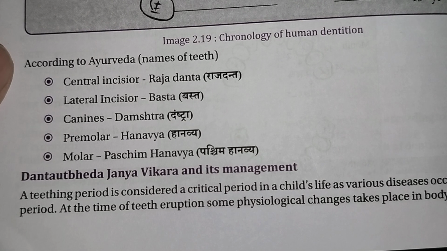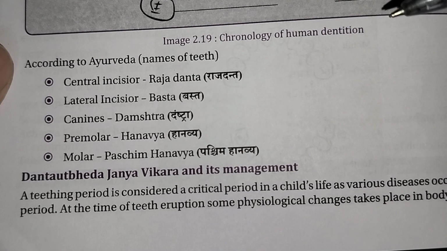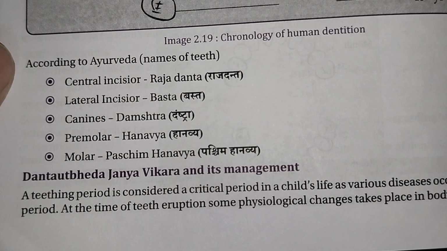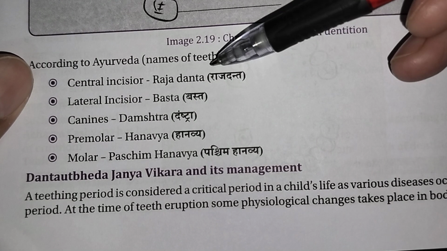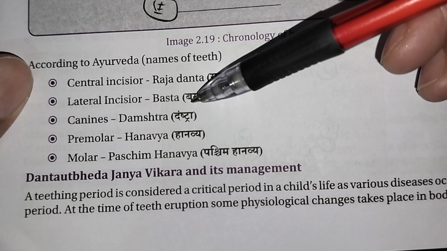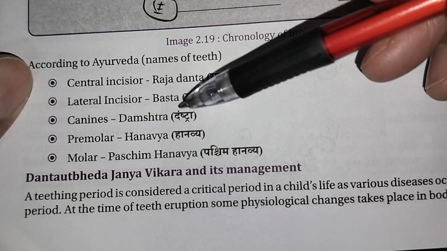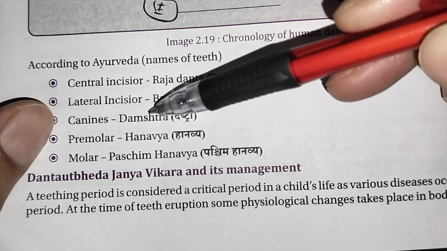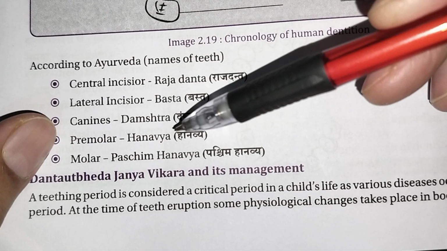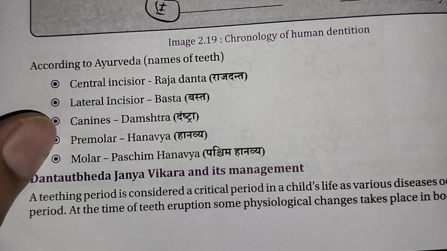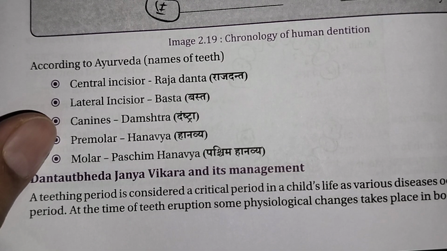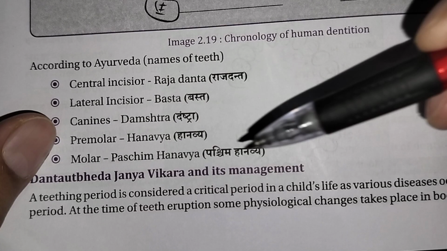So in Ayurveda, some teeth have been given nomenclature. The central incisor is called Rajadanta, the lateral incisors are called Basta, the canines are known as Danstra, the premolars are called Hanavya, and the molars are Paschim Hanavya. So these things come under Danta Vidyan, and next we will see the Dantotpatti Janya Vikar and its management.